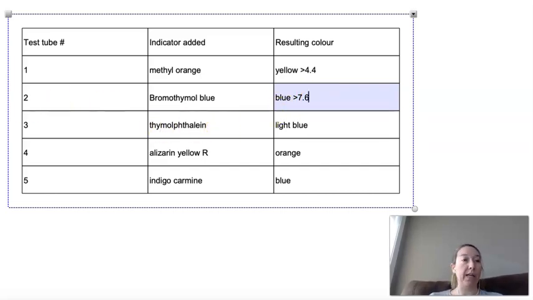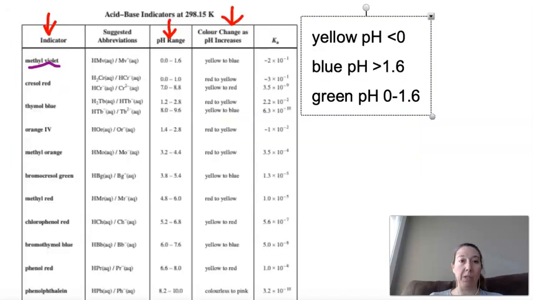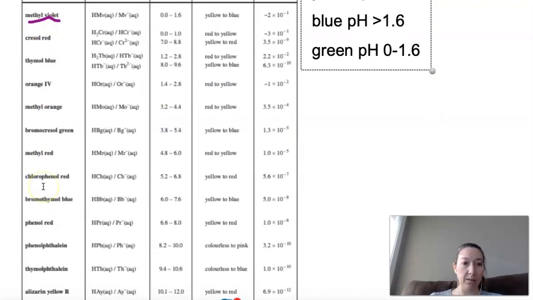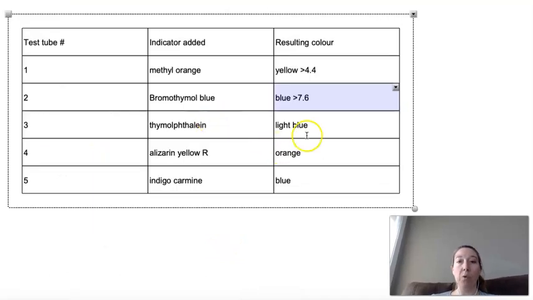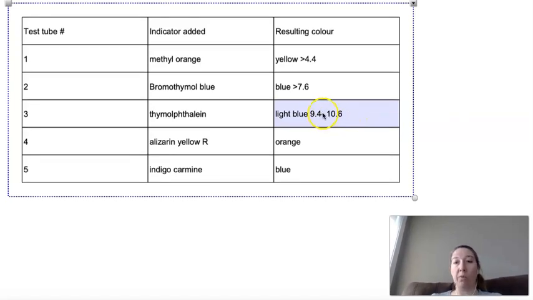So now we have thymolphthalein. Thymolphthalein says it's light blue. So we find our thymolphthalein, which is here. You'll notice this goes from colorless to blue, so light blue probably means it's in between those two colors. So now we're saying between 9.4 and 10.6. Again, we've narrowed that range down a little bit more, right? Before we were just saying it was greater than 7.6. Now we're able to say, no, it's somewhere between 9.4 and 10.6. So hopefully these last two indicators are going to help us narrow it down even more.